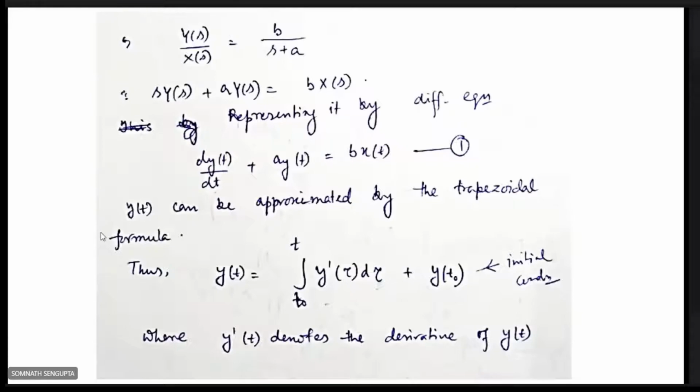So to find the solution, we use the trapezoidal formula. Okay. Trapezoidal formula tells that y(t) is equal to, if you have the differentiation, that is y dash tau, where dy(t)/dt, then if you integrate this function within some time samples, t0 and t, with some initial condition y(t0), then you can have the approximation formula. So this is the function.